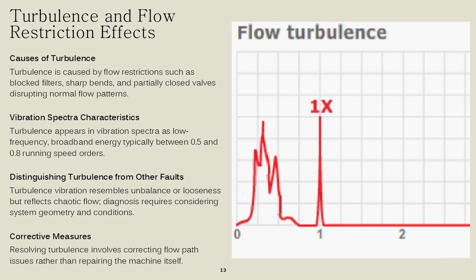Unlike cavitation, turbulence does not usually generate high-frequency noise but instead reflects large-scale, chaotic flow structures interacting with the machine. Because turbulence-related vibration can resemble unbalance or looseness at first glance, it is important to consider process conditions and system geometry when diagnosing this fault. Addressing turbulence often involves correcting the flow path rather than repairing the machine itself. Representative spectrum showing low-frequency broadband energy associated with turbulent flow.